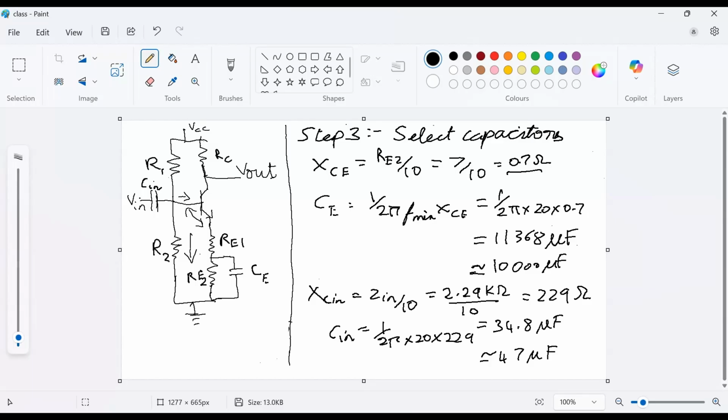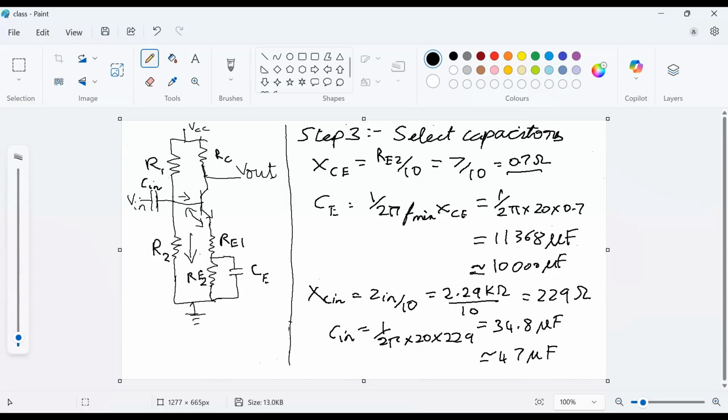Next step is to determine the input capacitor at the signal input. For that, we again use the thumb rule Zin by 10 to get 1/10 of the input impedance for the Cin reactance. Using this Zin that we calculated from the previous step, that is step 2, we get 229 ohms as the result.